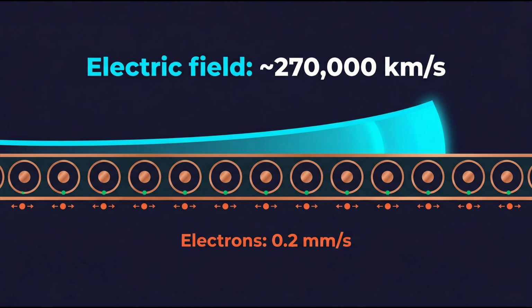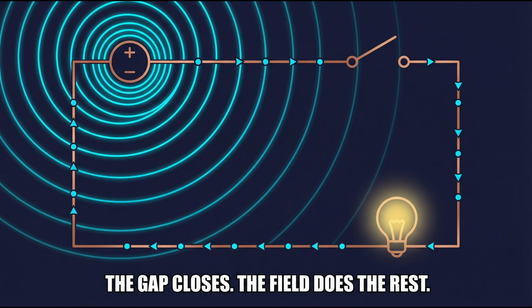But the circuit has a gap. The light switch is open. Nothing flows. The moment you flip the switch, you close that gap. You complete the loop. And instantly, a change ripples through the electric field at about 90% the speed of light, roughly 270,000 kilometers per second. Every electron in the wire starts moving at the same time.